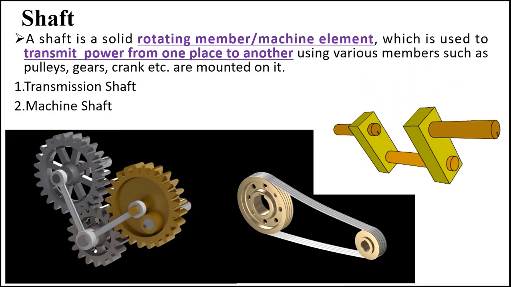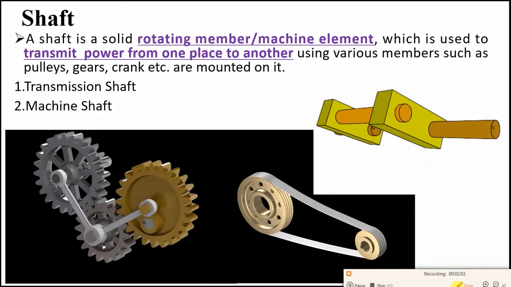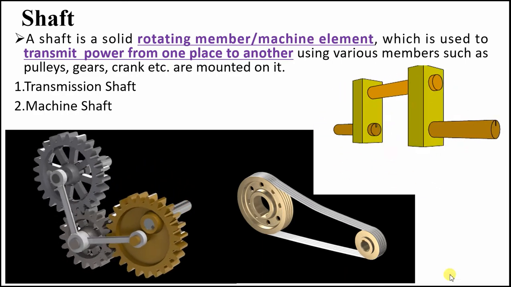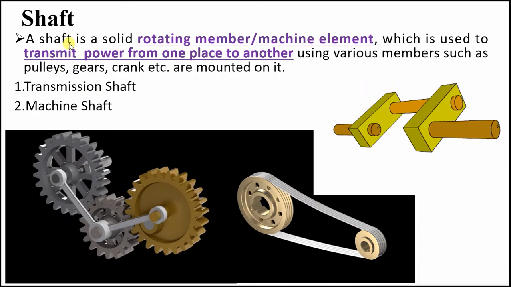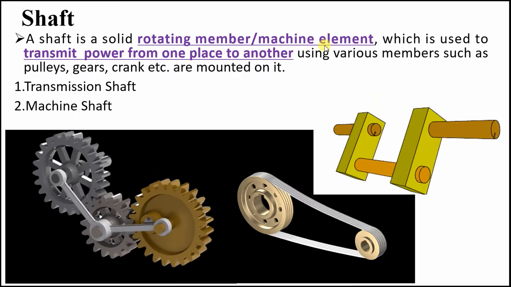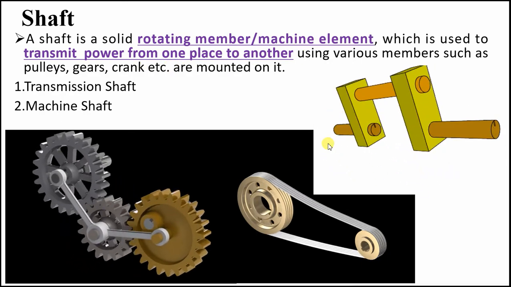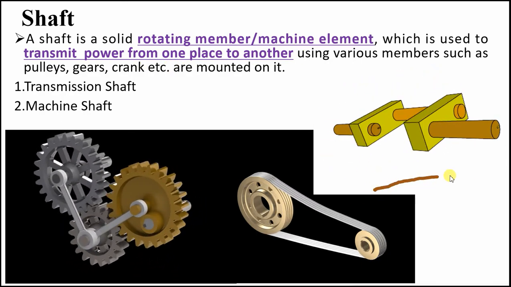First, shaft. So what is meant by shaft? If you see this animation, you can easily visualize it. So what is a shaft? A shaft is a solid rotating member, or a machine element, which is used to transmit power from one place to another place. So let's see this animation.